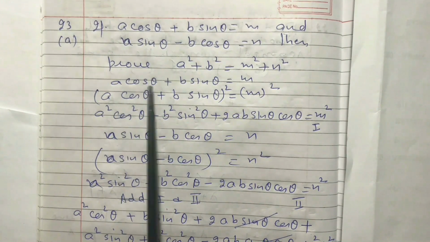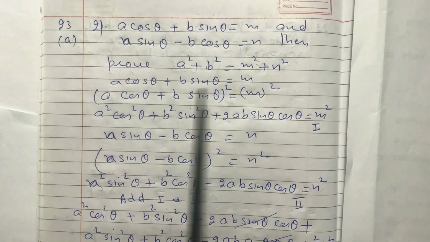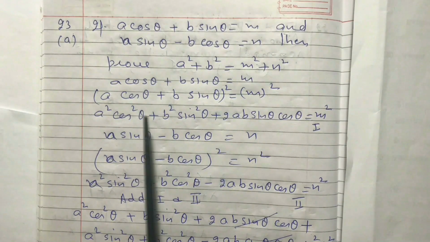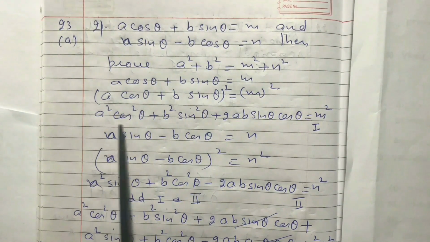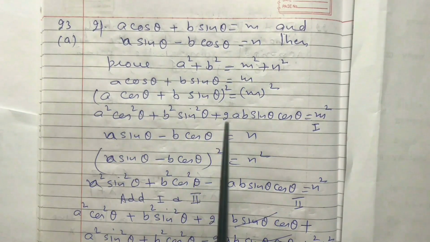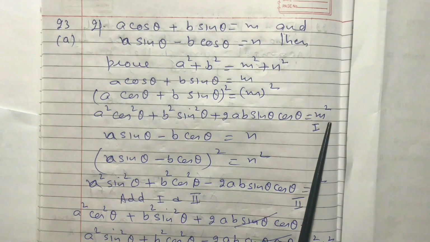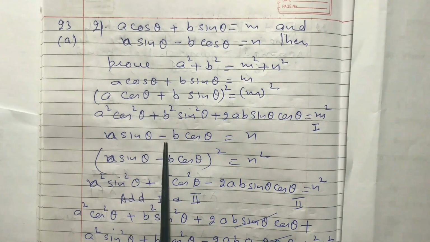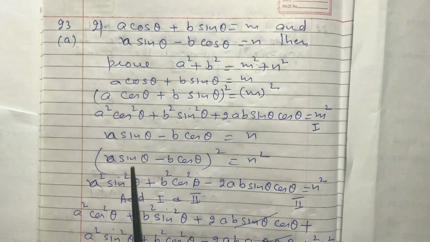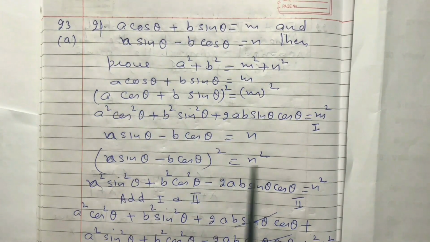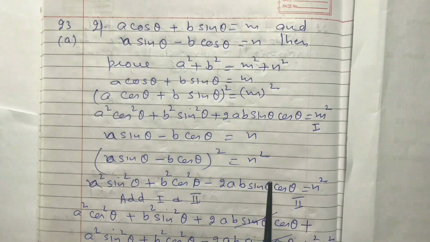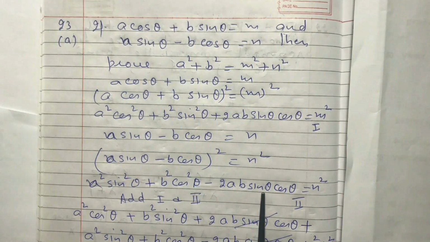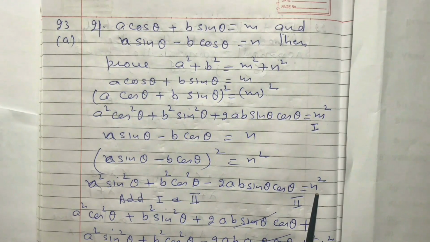So here a cos theta plus b sin theta is m. Squaring both sides, you will get (a cos theta plus b sin theta) whole square is equal to m square. Write the identity: a square cos square theta plus b square sin square theta plus 2ab sin theta cos theta is equal to m square. Now take a sin theta minus b cos theta is n. (a sin theta minus b cos theta) whole square is equal to n square. Write the identity. You will get a square sin square theta plus b square cos square theta minus 2ab sin theta cos theta is equal to n square.